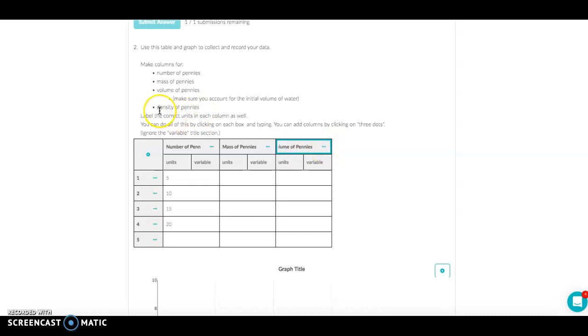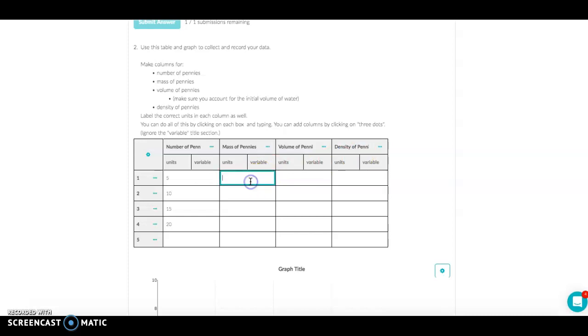pennies. And then it says density of pennies. So click here, insert another column to the right, density of pennies. I'm just going to make up some values here. These are not your values, but let's say the mass of the pennies is 5 grams. Okay, so we want to include our units of grams here, milliliters here, and grams per milliliter. And let's say the volume is 1 milliliter. And then we have 10 grams, and let's say the volume is 2 milliliters. So again, I'm just making up data here.